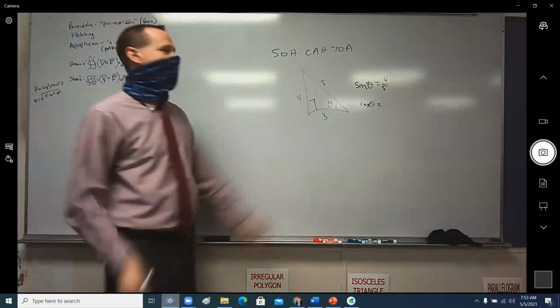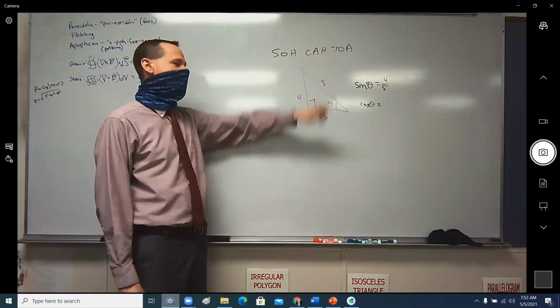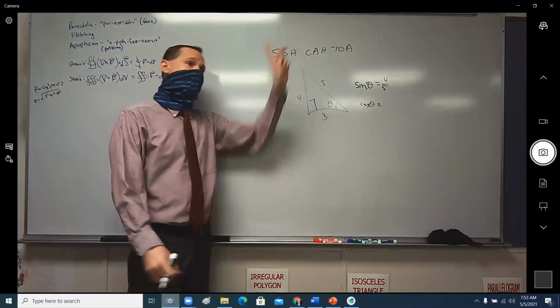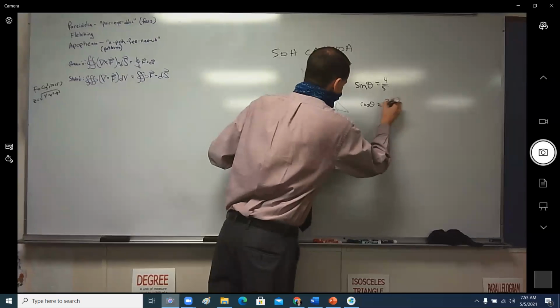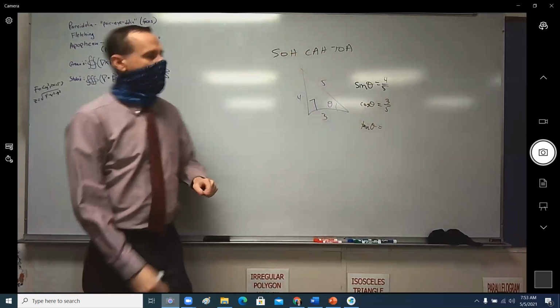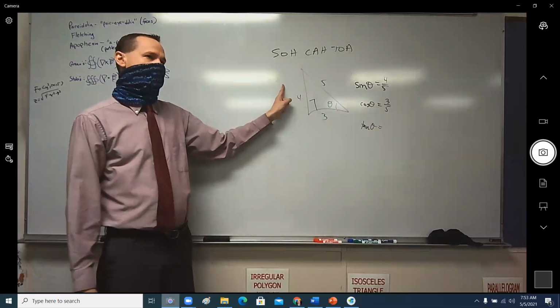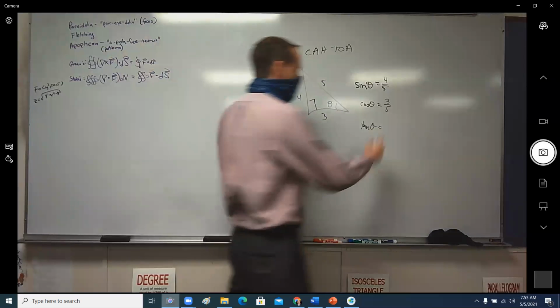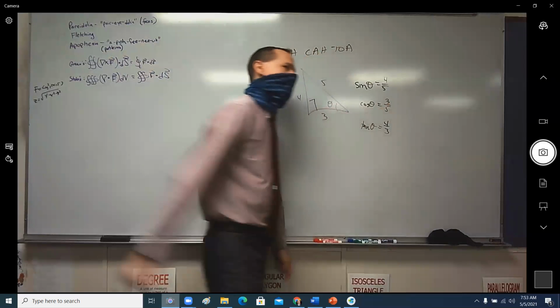Cosine, let's see, that's by definition adjacent over hypotenuse, adjacent to the one next to it, which in this case would be 3. So 3 over 5. And tangent is opposite over adjacent. Opposite is 4, adjacent to it is 3. So 4 over 3. And there's the 3 basic ones.